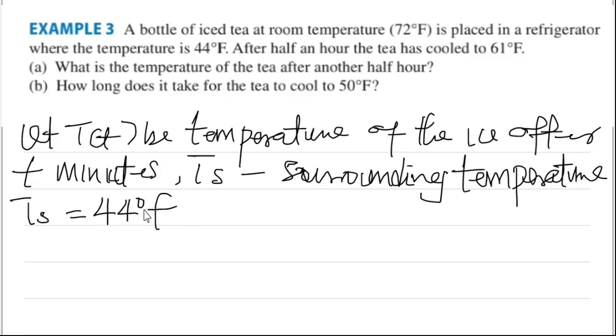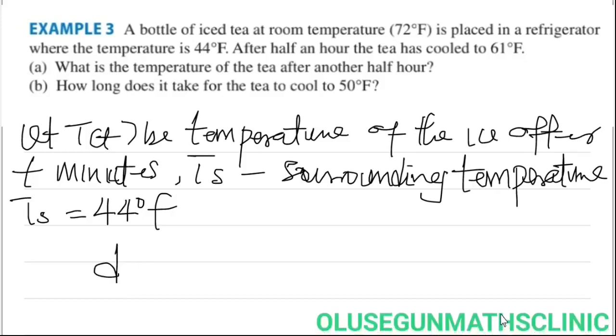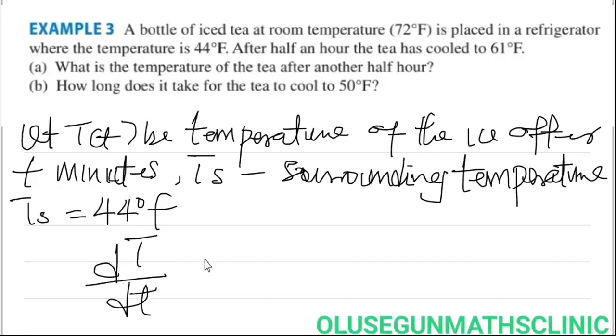But recall that Newton's law states that dT/dt is equal to k times (T minus 44). This T minus 44 is the temperature difference, which represents y. So let me proceed to the solution. The temperature difference, which we call y, is the changed variable.